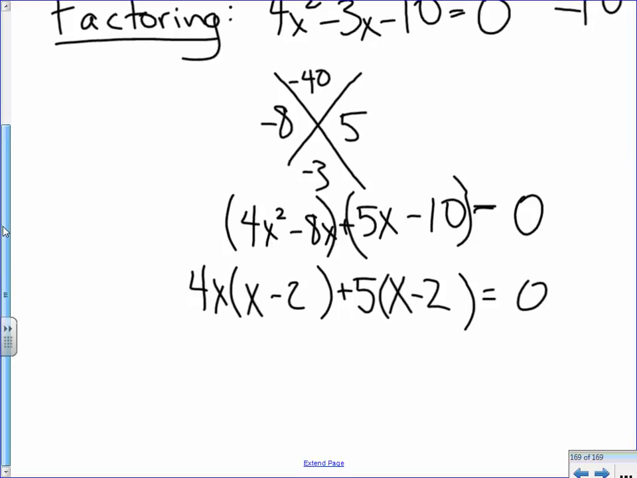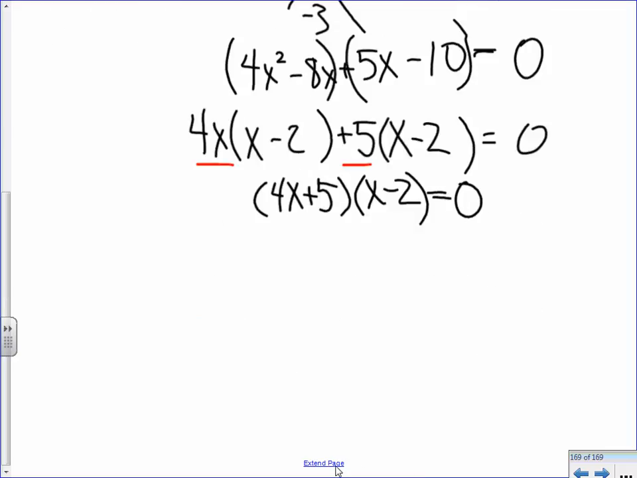And now I've got x minus 2 in both my parentheses. That's perfect. I take the 4x and the plus 5, and those are going to form one set of parentheses. So I've got 4x plus 5. And I take the x minus 2, and that forms my second set of parentheses, times x minus 2. And continue to have that equal 0.